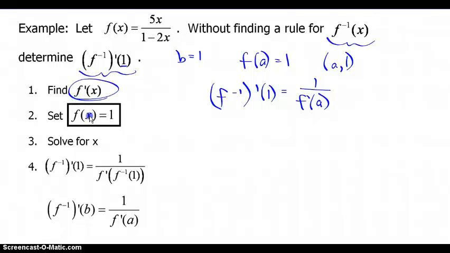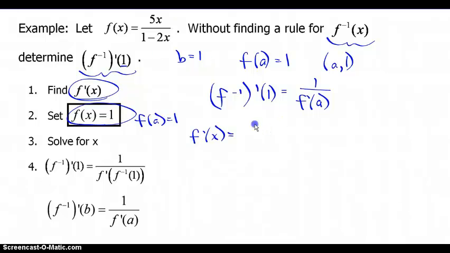We need the derivative function. We need to figure out what a is. This helps us find a: f of a is going to equal 1. So we're going to take our function and set it equal to 1, and then we'll evaluate and find what f inverse prime at 1 is. So step 1 is let's find the derivative function.